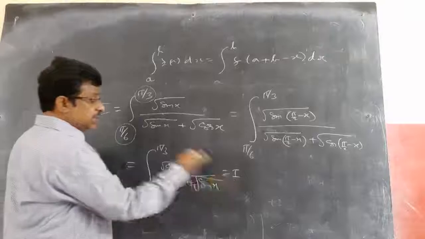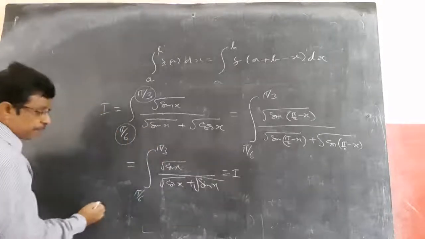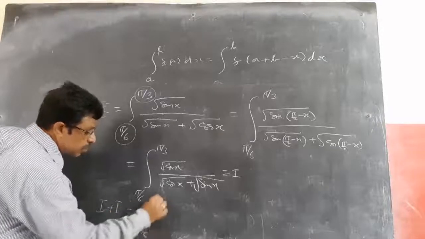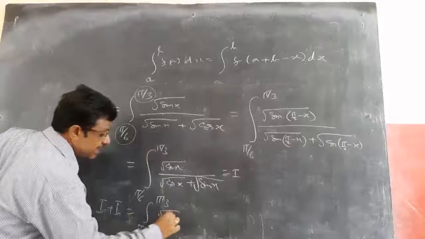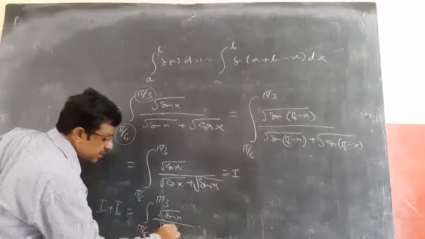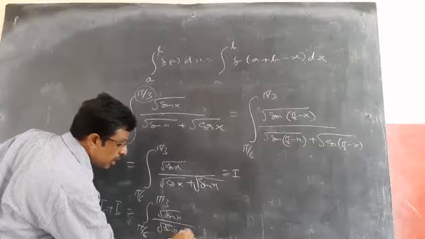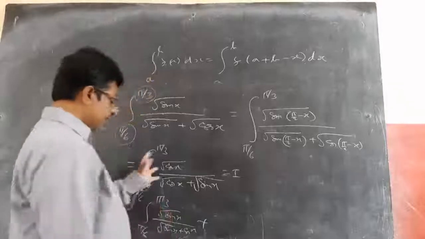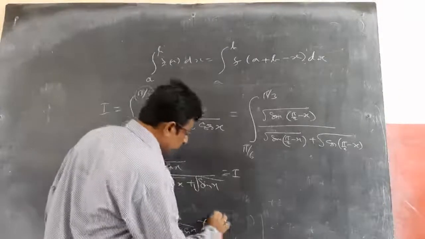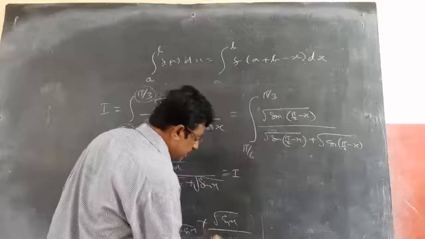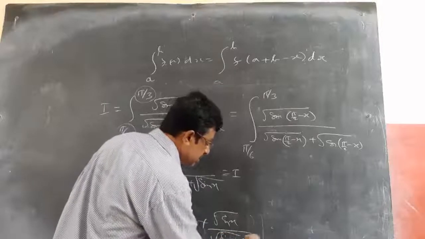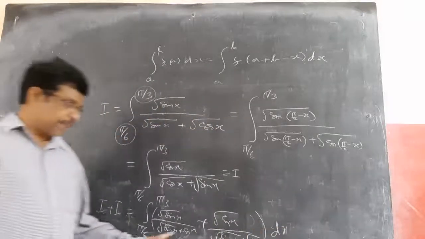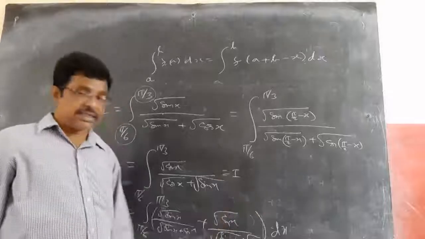So if I am adding these two I's, I plus I, what happens? I plus I equals the first I, integral of pi by 6 to pi by 3 root sin x by root sin x plus root cos x, plus the second I, which is root cos x by root sin x plus root cos x. This is f(x) plus g(x), as I told yesterday. Instead of writing two integrations, I can write the integral of f plus g of x.